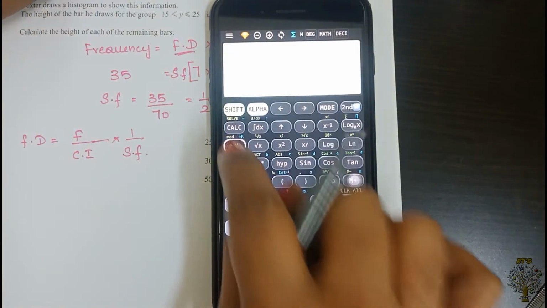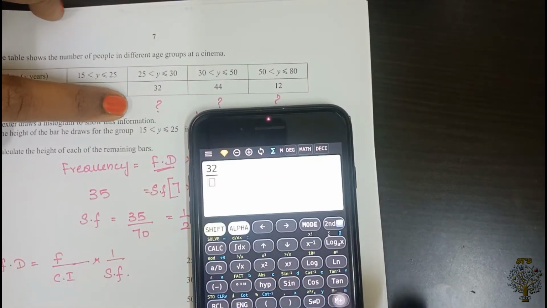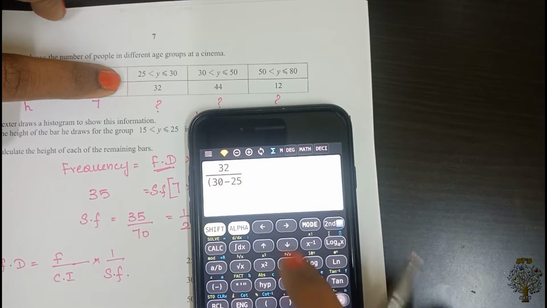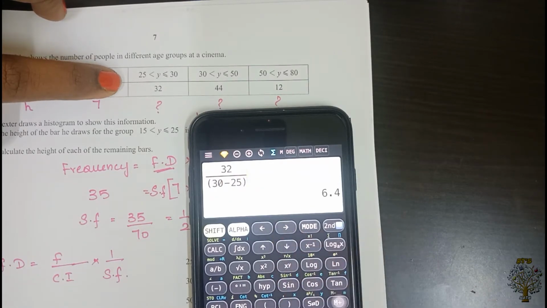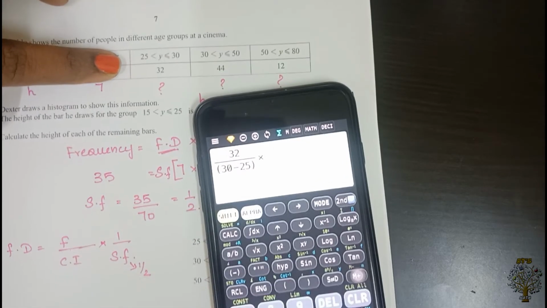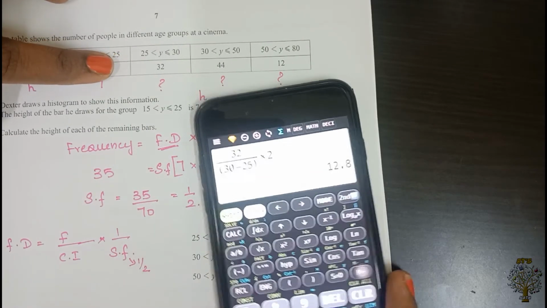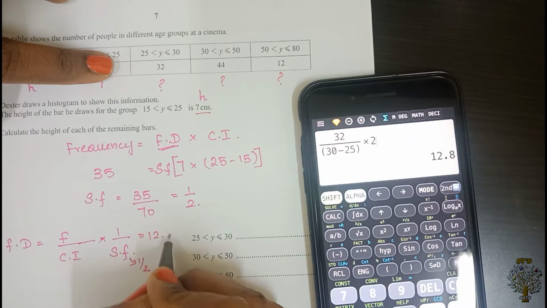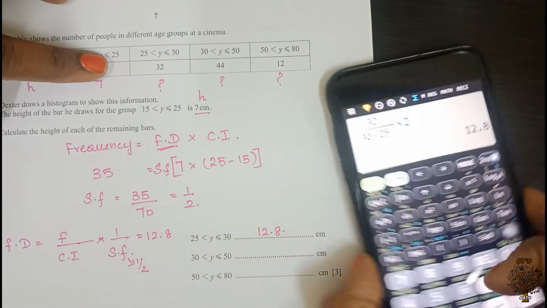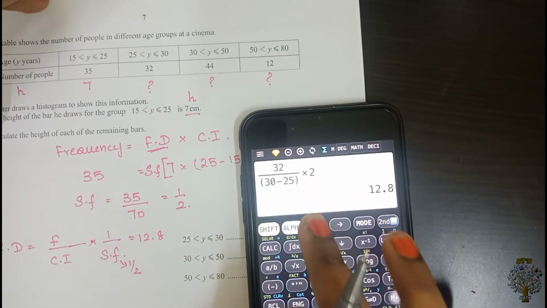So we have 32 here, that divided by the difference 30 minus 25, and that multiplied with 1 over 1 by 2, this is half. Okay, 1 over 1 by 2. So when I take the numerator, it will be just 2. So we can state that here it is 12.8 for the first value. The same way we will be calculating for the next. Just change the values, that's enough.